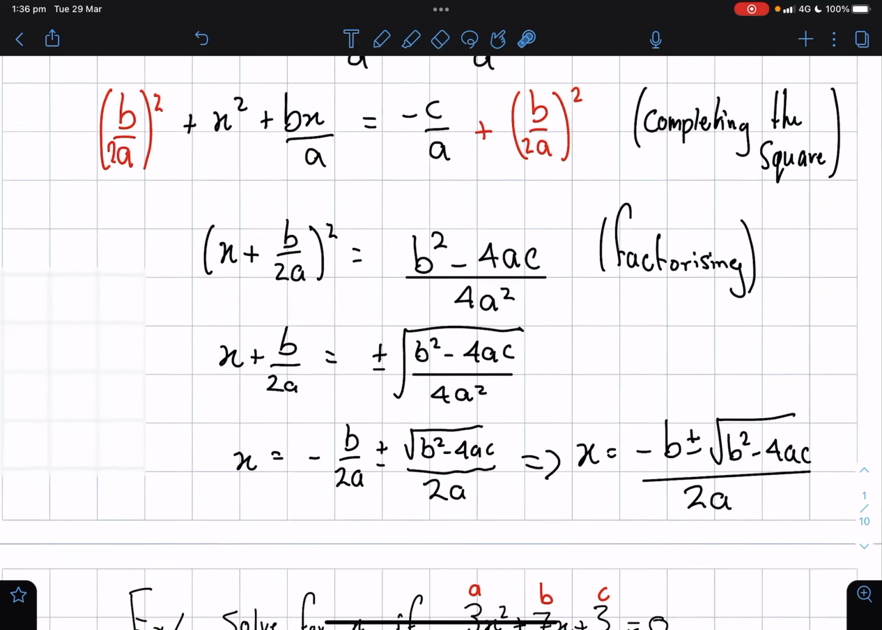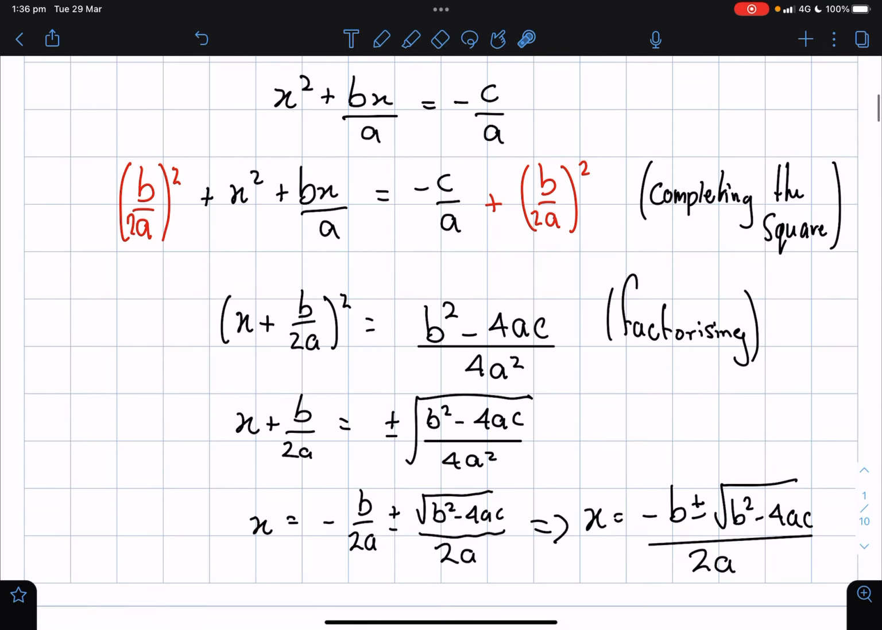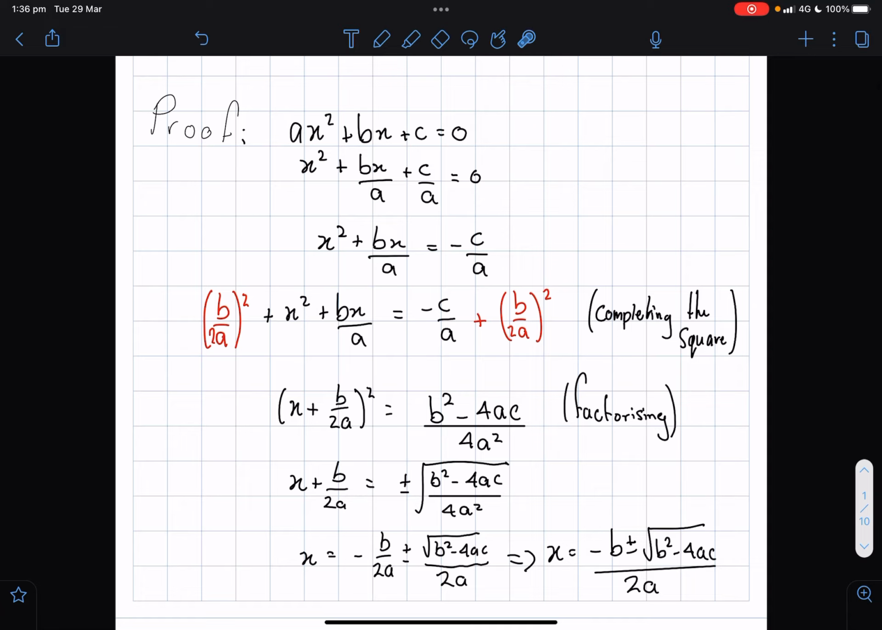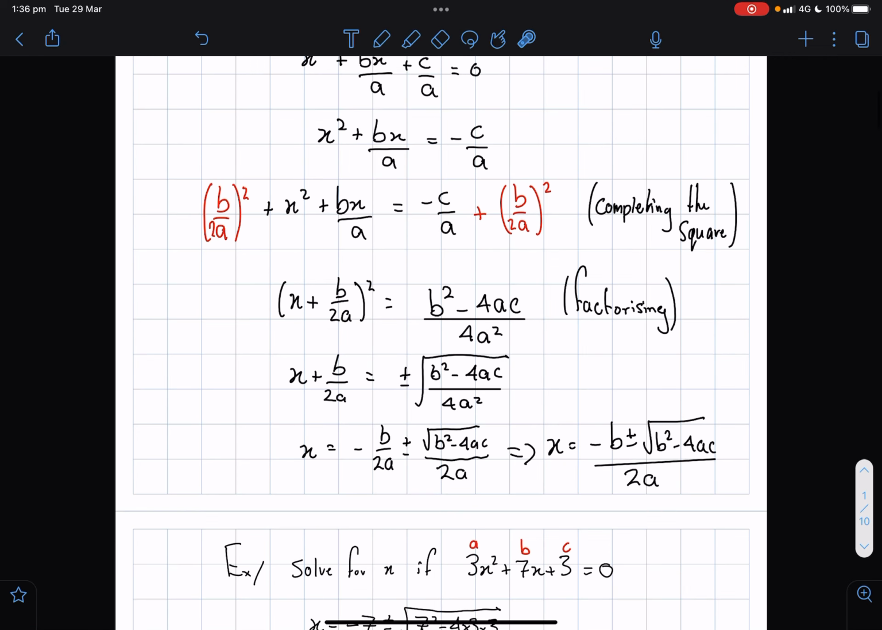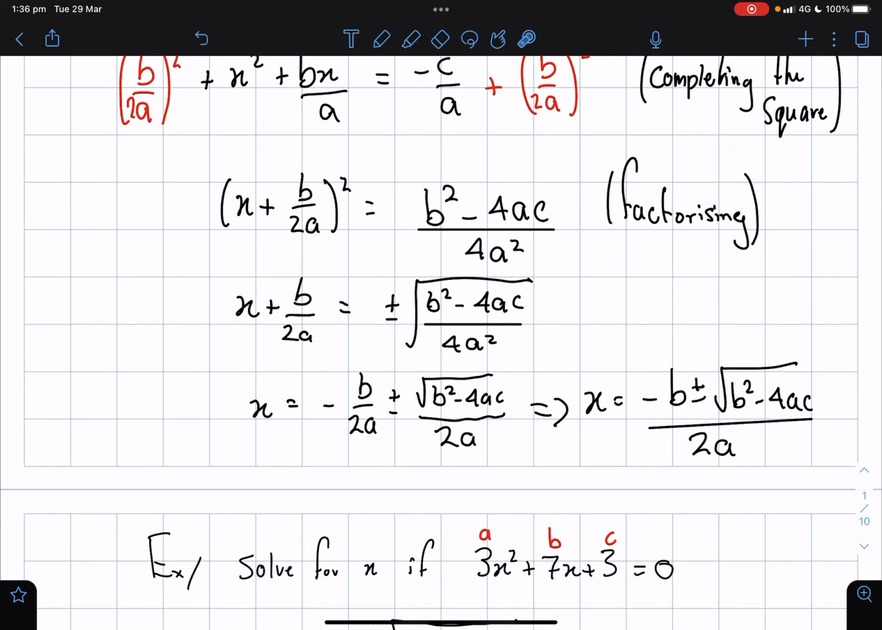And that is our quadratic formula, okay? So there's the entire proof there. Make sure you just keep getting your head around that, making sure you understand where it comes from and the processes used. So now, an example of actually using the quadratic formula.